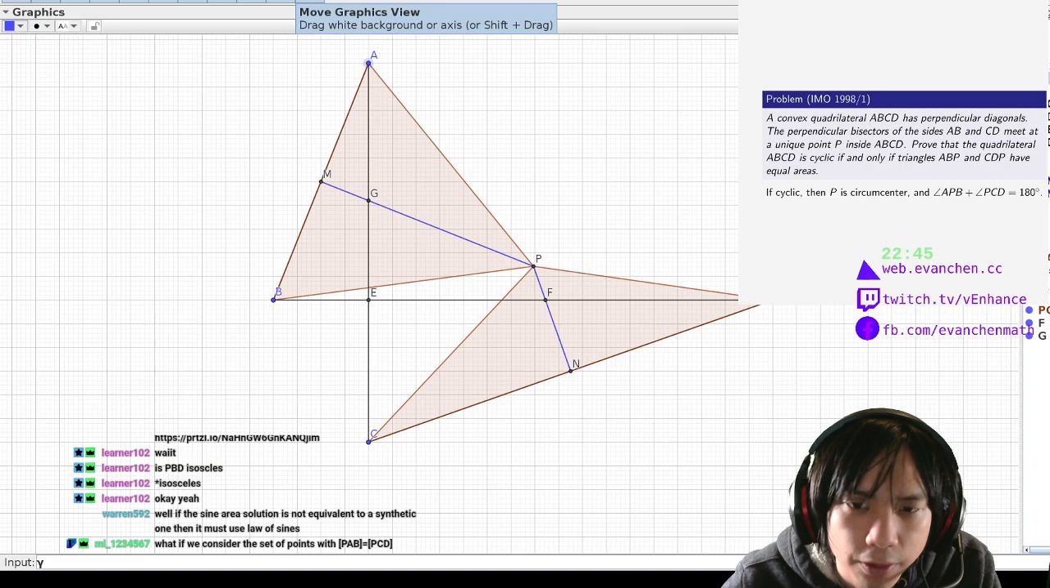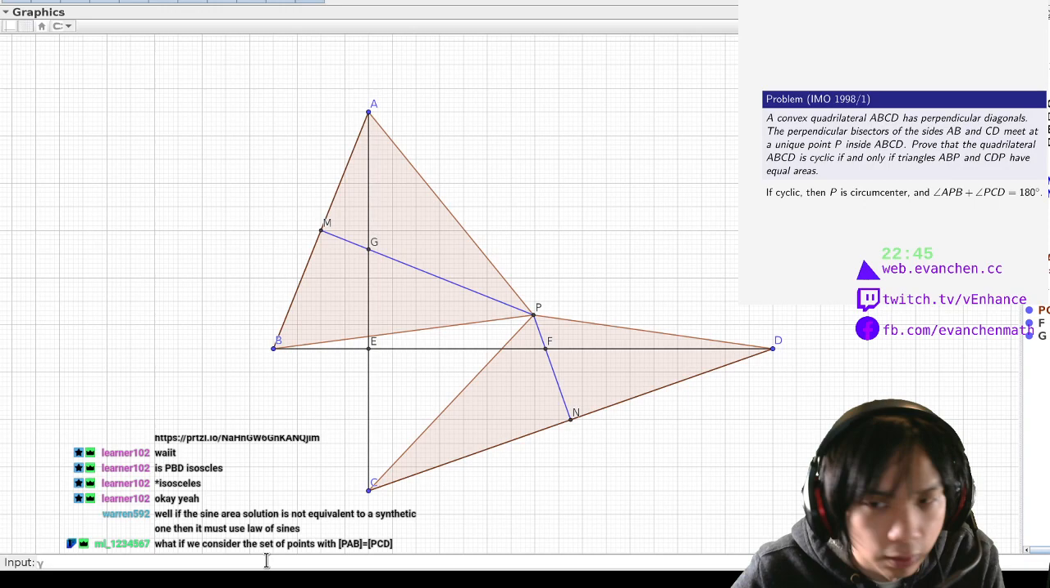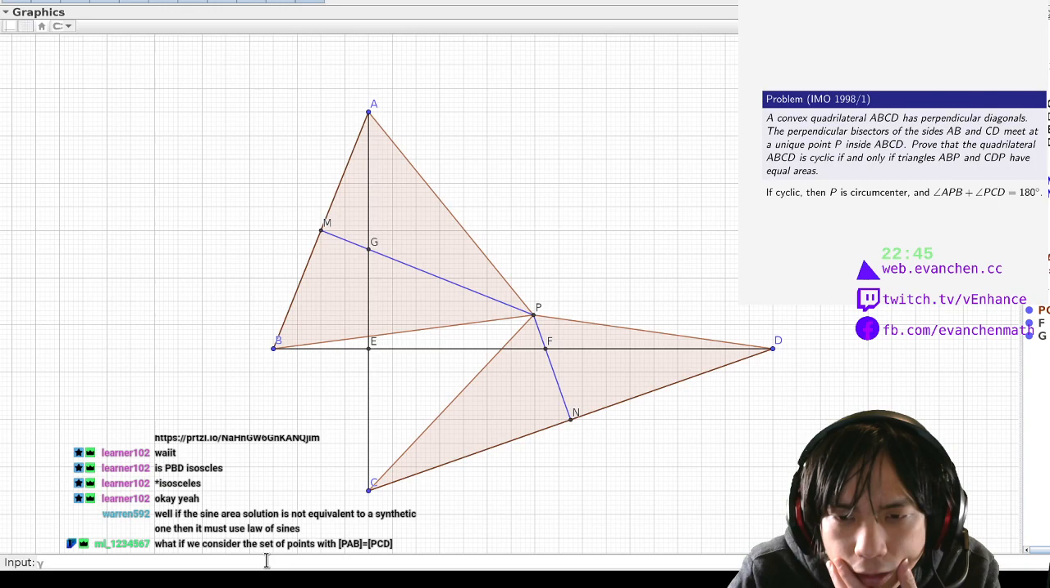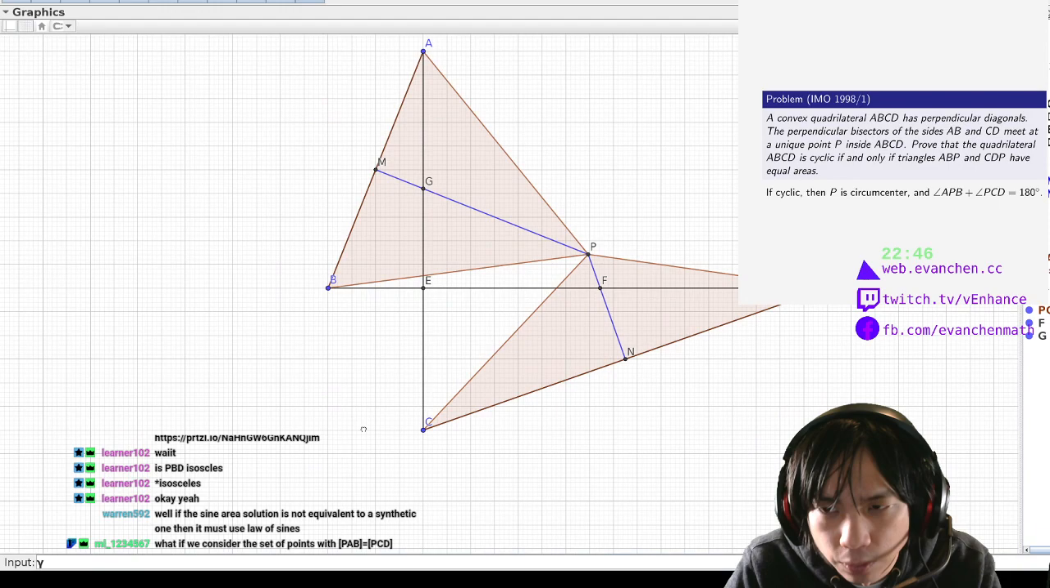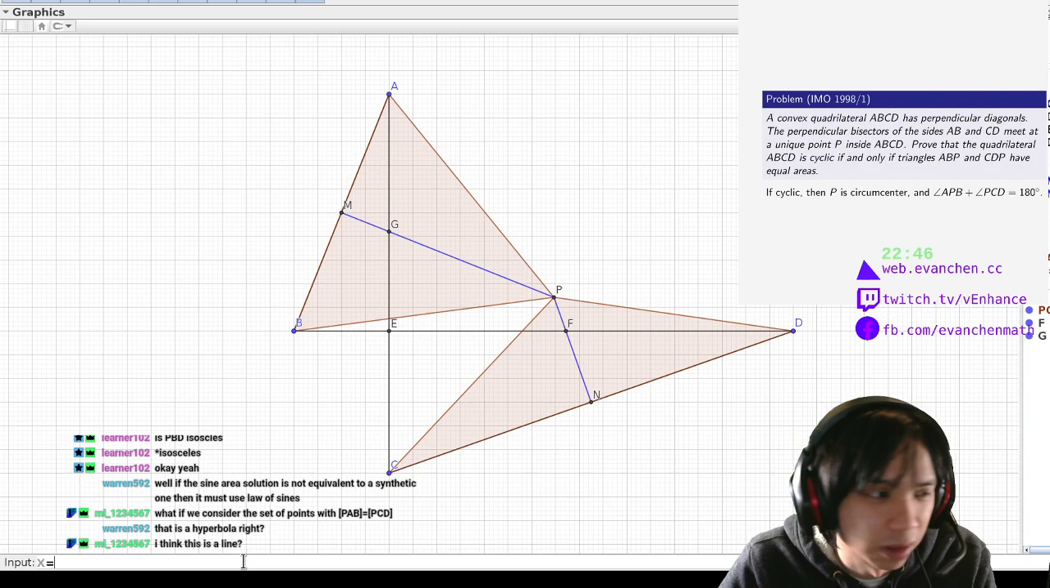But I want to take advantage of the two cyclic quads. So what if I consider the locus where PAB equals PCD? What is that locus actually? I feel like I should know what it is, but I don't remember off the top of my head. It's the set of points on the line through AB intersect CD with certain fixed... It's a line, for sure a line, I just don't know exactly what the ratio is.